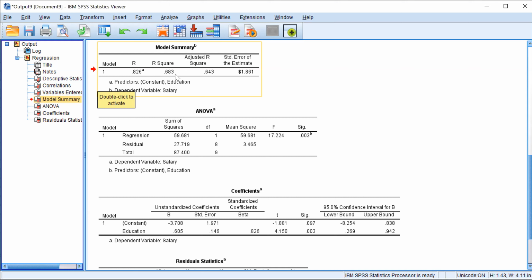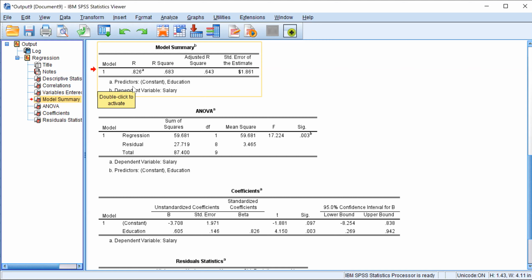This tells us that about 68.3% of variation in salary can be explained by years of education. The interpretation is similar to R squared. And this is the standard error of the estimate. Basically, it is the average error around the regression line.